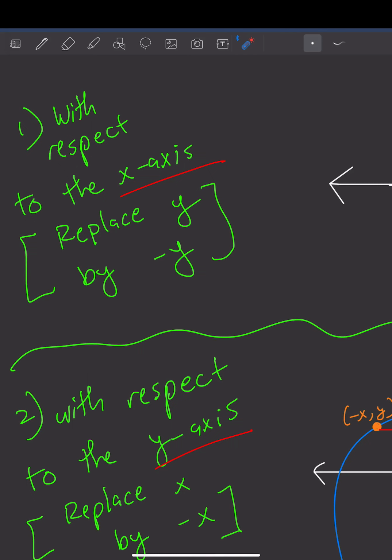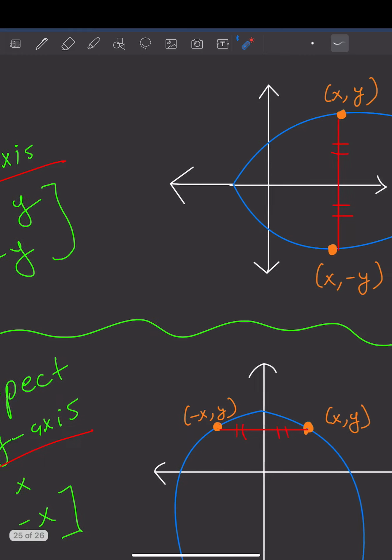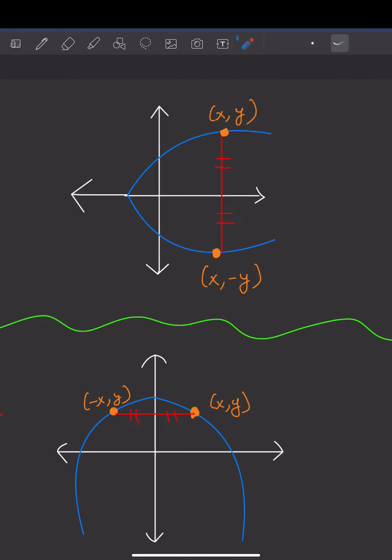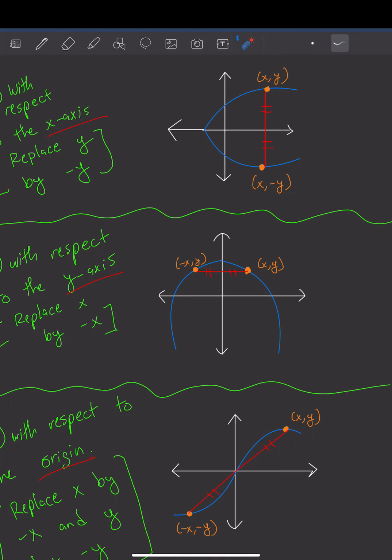For the first one, with respect to the x-axis, what that entails is that we replace the y by negative y, or vice versa. If you start off with a negative y, you would just replace that with a positive y, because we are dealing with respect to the x-axis. In this one, we do have a graph to show that.